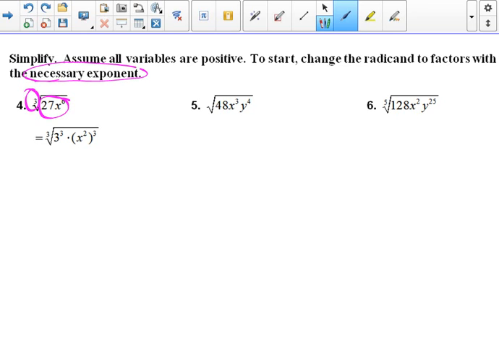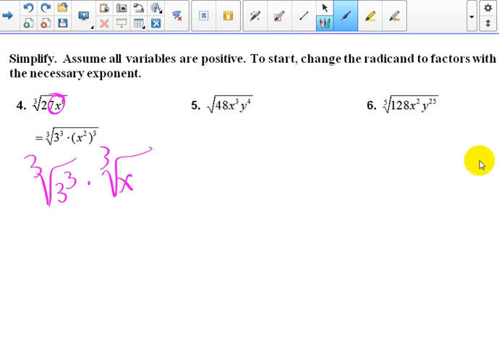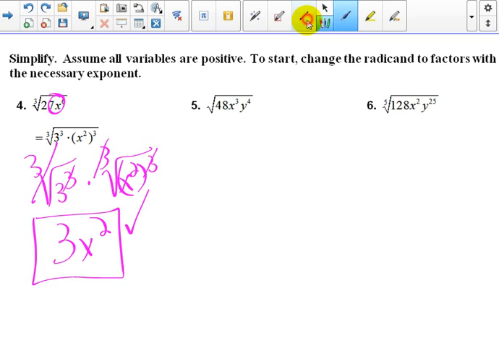So we've got 27, which we can rewrite as 3 to the 3rd power. And then we can rewrite x to the 6th as x squared to the 3rd power. Now that we've done that, if you want to break them up, it's the cube root of 3 cubed times the cube root of x squared cubed. So all of those cancel out to 3x squared. And that's your answer.